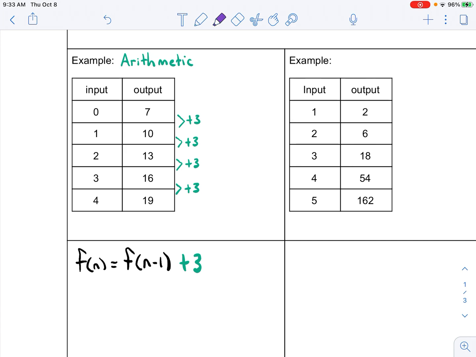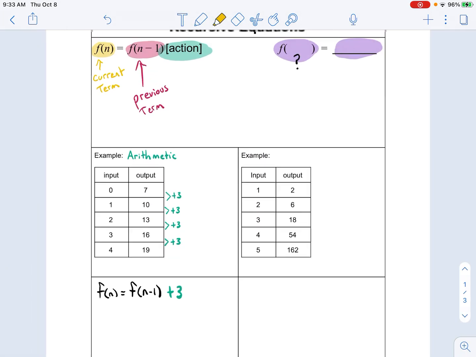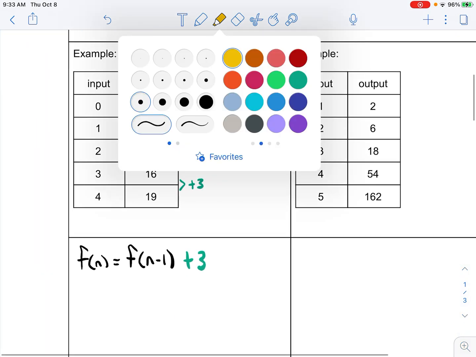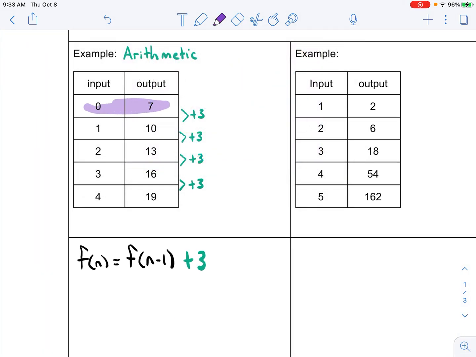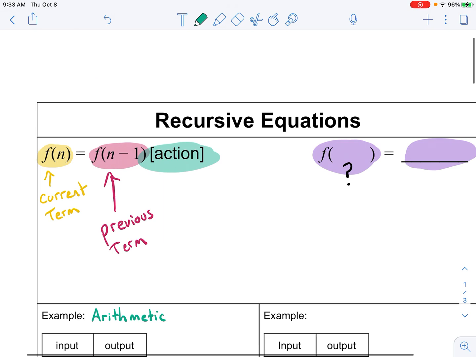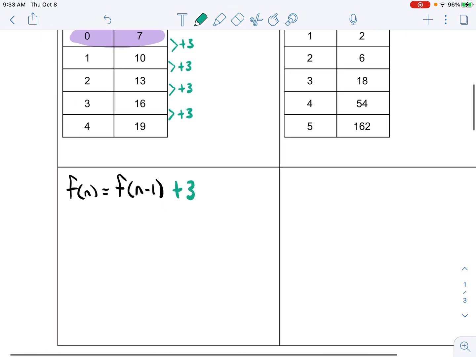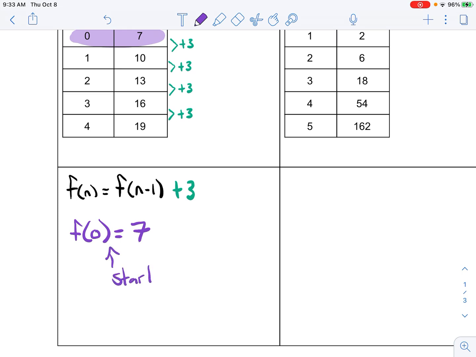Now our start value, you can choose which one you would like. I prefer to choose 0 if it's an option. So our input is 0, so f of 0 equals, and the number output is 7. So f of 0 equals 7, and this is my start value, where this is the action. And in arithmetic, we can call that the common difference.